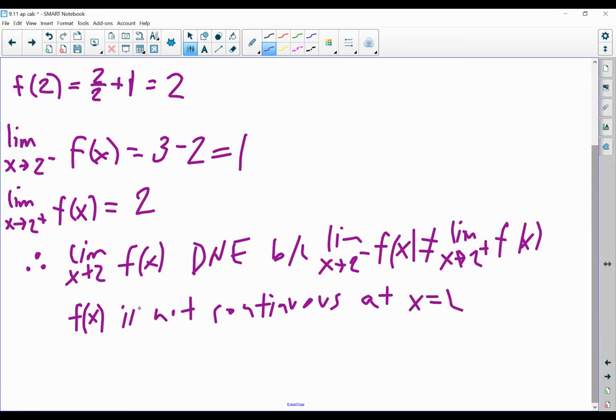And I apologize again. Sometimes the surface just kind of lags, so it makes my handwriting look atrocious.